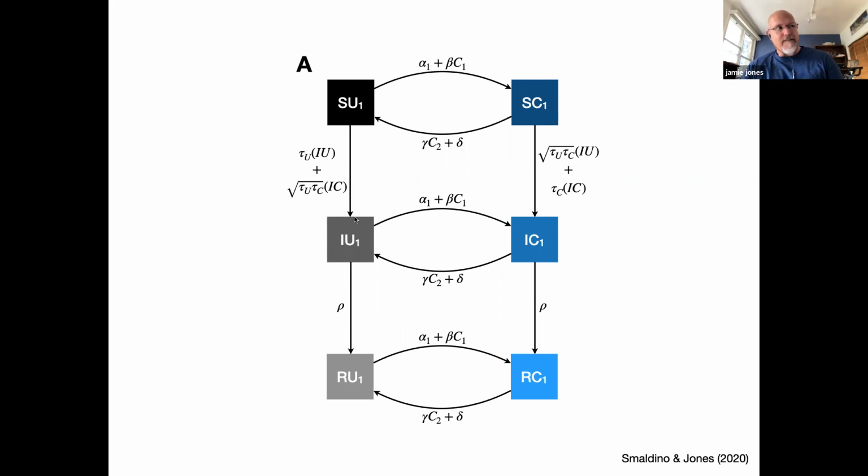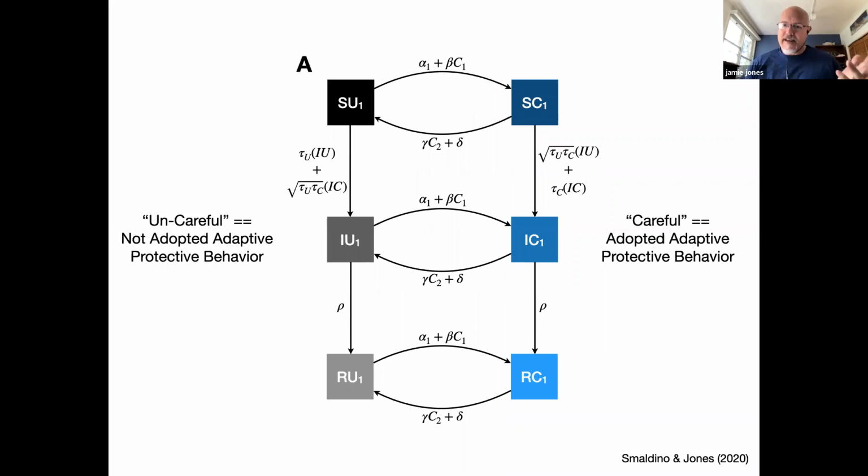Susceptible become infectious, become recovered or removed at certain rates, right? But we've structured the population into two groups. We call them careful, people who have adopted an adaptive cultural behavior like wearing a mask or engaging in social distancing, and uncareful people, who are not protected. They have a baseline probability of infection.